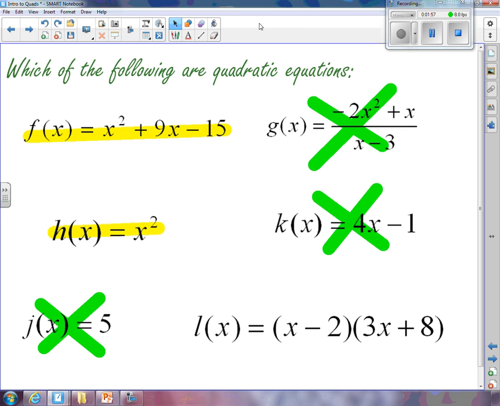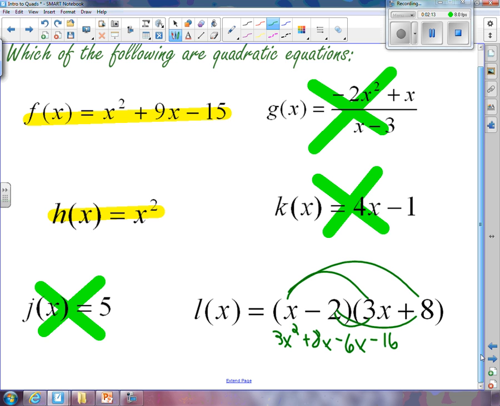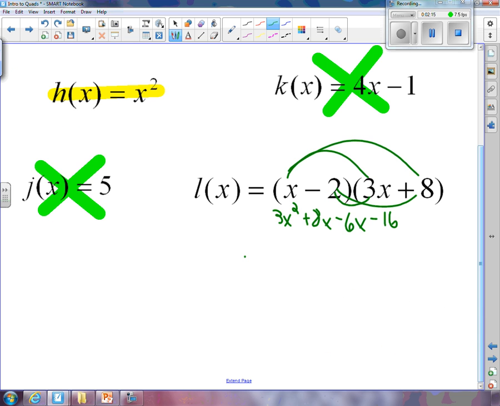Now the reason that this one, the last one, is a quadratic equation is because if I FOIL this out, I would get 3x squared plus 8x minus 6x minus 16. And if I simplify that, I would get something of the correct form: 3x squared plus 2x minus 16. So a is 3, b is 2, and c is negative 16 for this particular example.